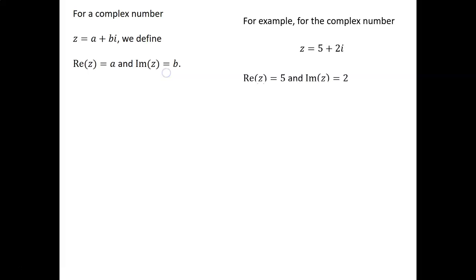So for a complex number, z equals a plus bi, we define the real part of z to be a and the imaginary part of z to be b. For example, in 5 plus 2i, the real part is equal to 5 and the imaginary part is equal to 2. Note that both of these are real numbers. The imaginary part is not 2i, it is just 2.